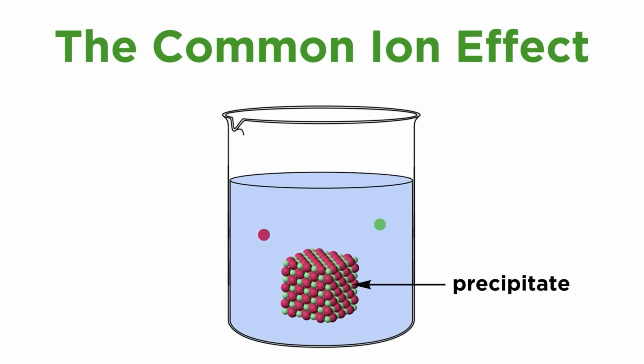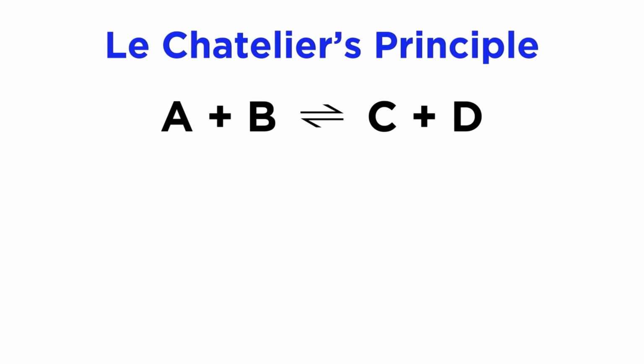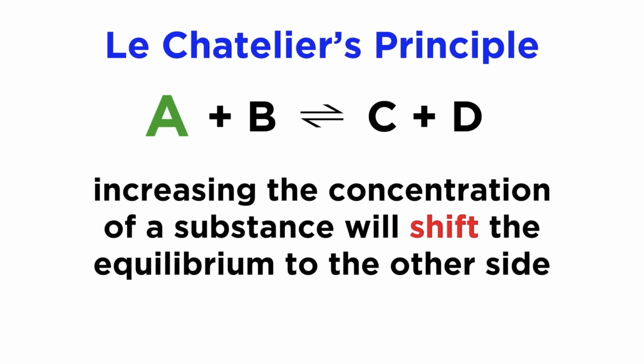With our new understanding of solubility in equilibria, we can learn about how we can control precipitation using something called the common ion effect. The common ion effect is an application of Le Chatelier's principle. We know that under this principle, if we were to add an additional amount of one of the components in an equilibrium, the equilibrium would shift towards the other side, using up some of that additional component and creating more of the substances on the other side.